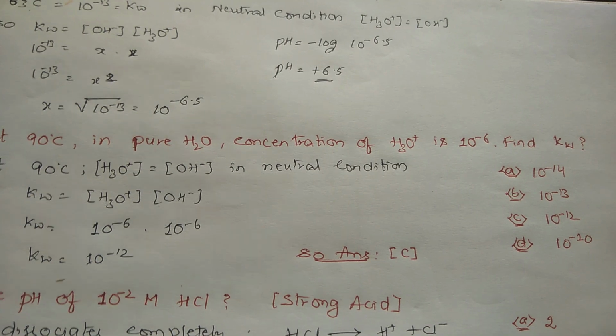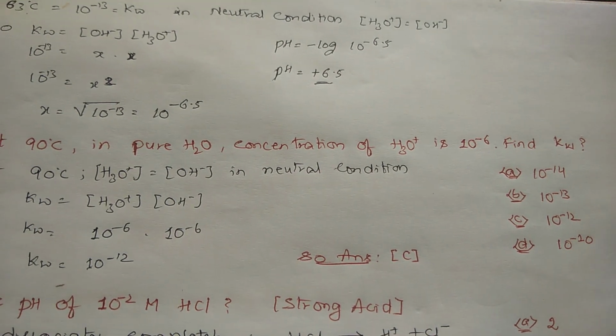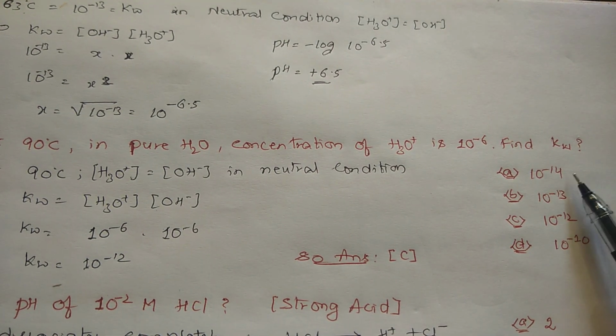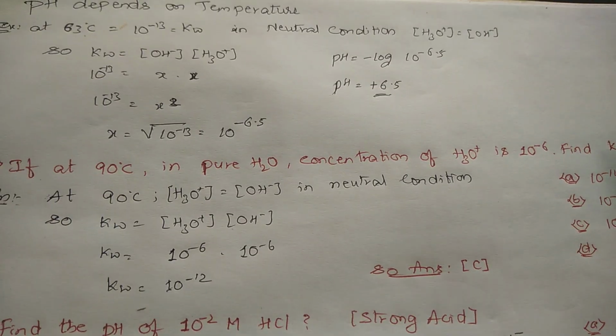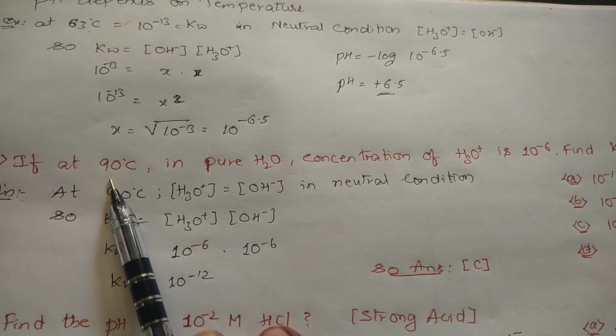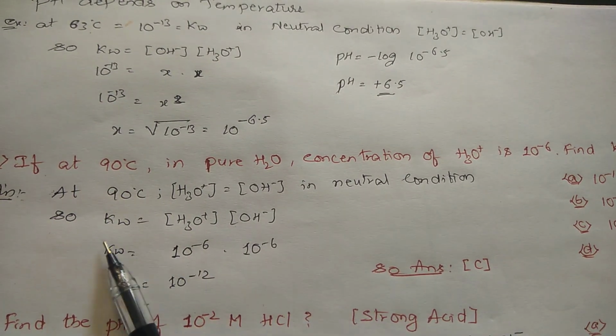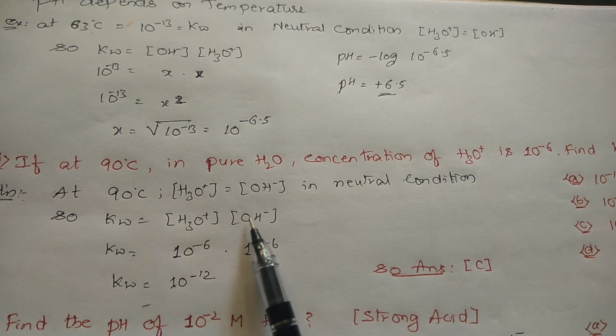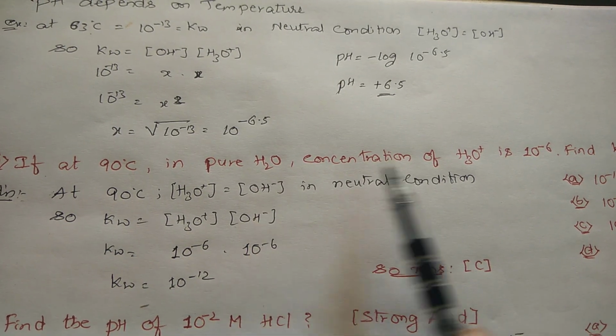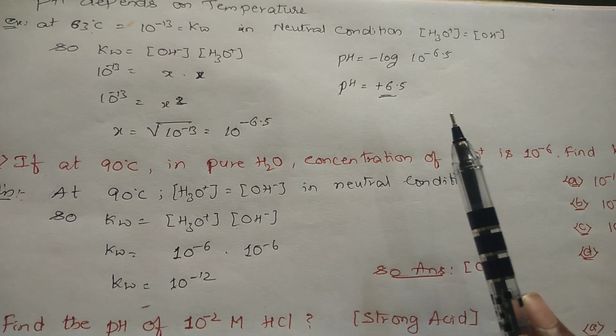Okay, it's one of the old questions, but it has come in the exam. So don't go for answering 10 power minus 14, because this is at 25 degrees centigrade. See, in the question he is mentioning 90 degrees. Okay, so Kw will be equal to the H3O plus concentration times the OH minus concentration, and you know that pure water means it is neutral condition.